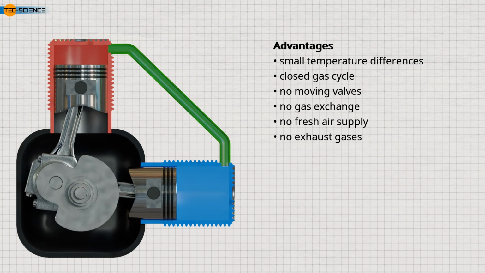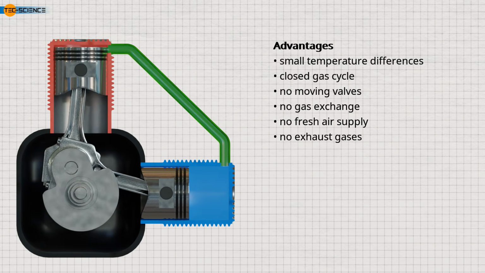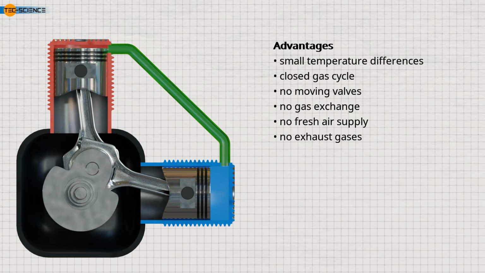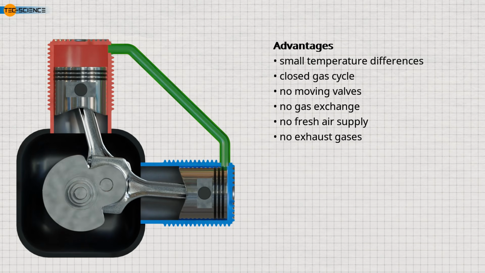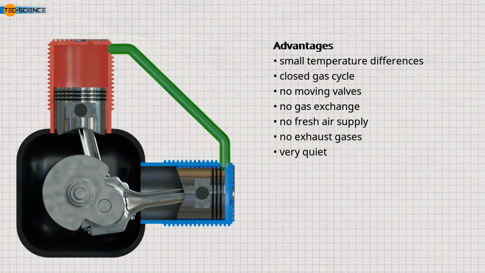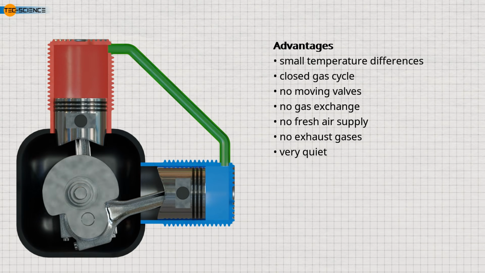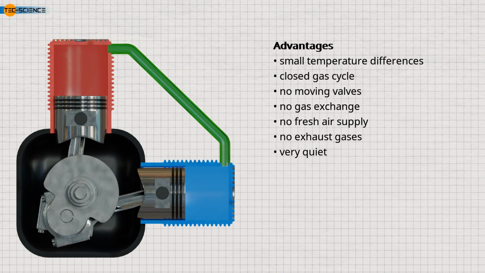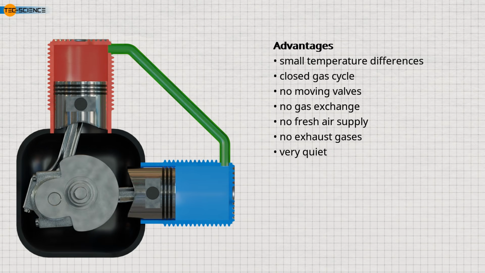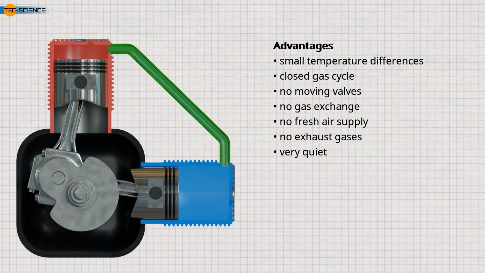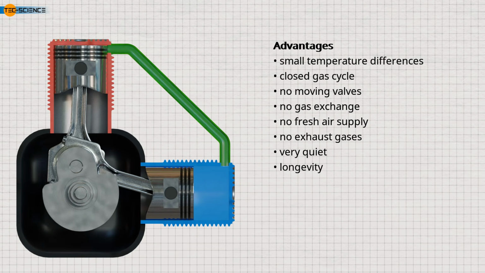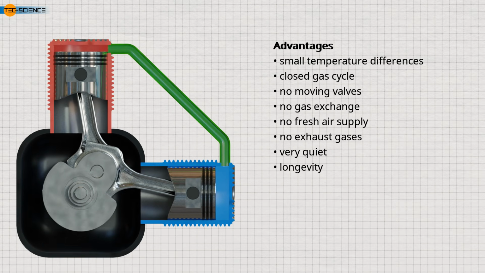In addition, there are no explosions in the cylinders of Stirling engines, unlike combustion engines. As a result, Stirling engines are very quiet and are often used in applications like submarines. They are also employed in combined heat and power plants. Another advantage of Stirling engines is their longevity, thanks to the absence of valves and the simplified control system.